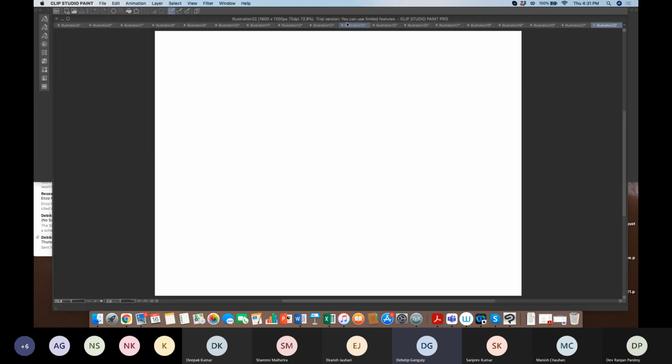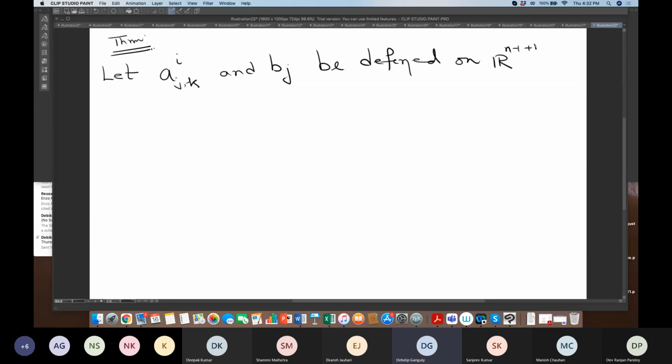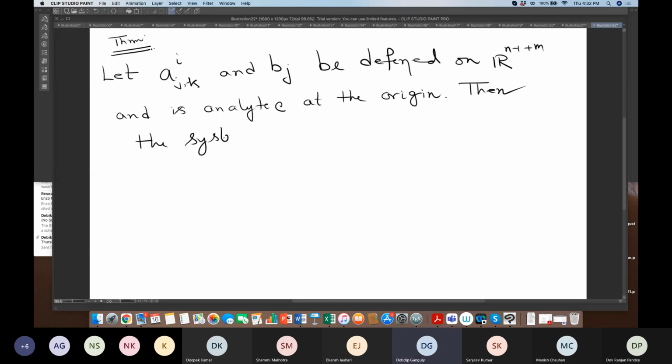Now we will prove this beautiful and quite complicated theorem. Of course, the proof is not that complicated. Let Aijk and Bj be defined on R to the n minus 1 plus m variables, and analytic at the origin. Then the system of PDE, this is the system.